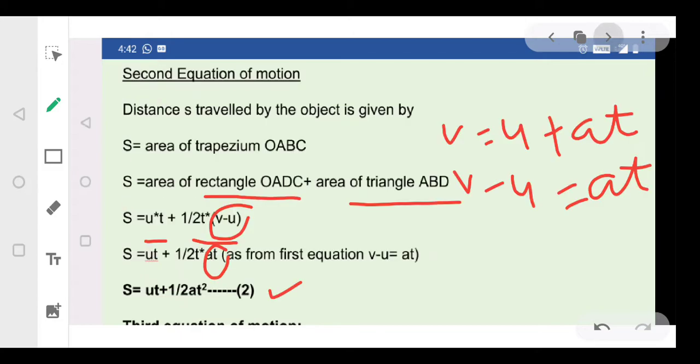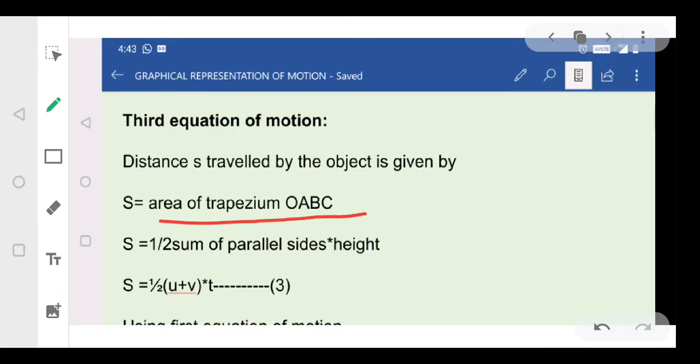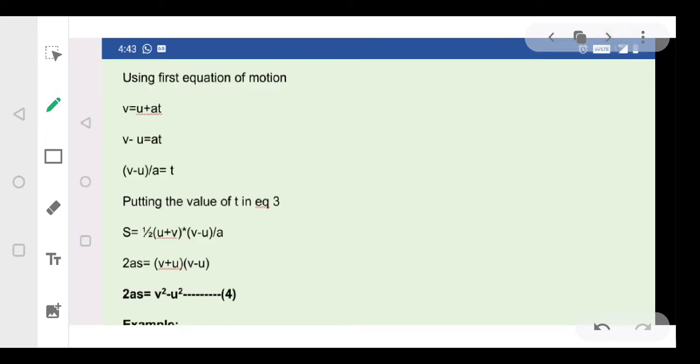Now let us come back to our derivation. Third equation of motion. Distance is area of trapezium OABC, which is half sum of parallel sides into height. As we have discussed, S is equal to half U plus V into T. So till here we have come. Now what will we be doing? We will be using the first equation of motion. According to the first equation of motion, V is equal to U plus AT.